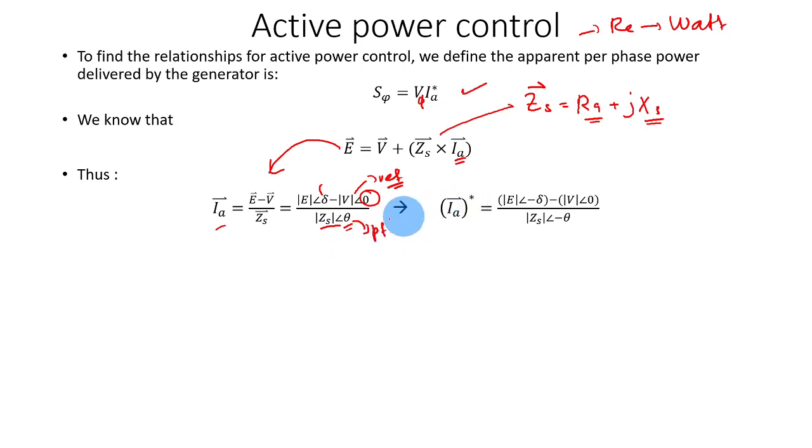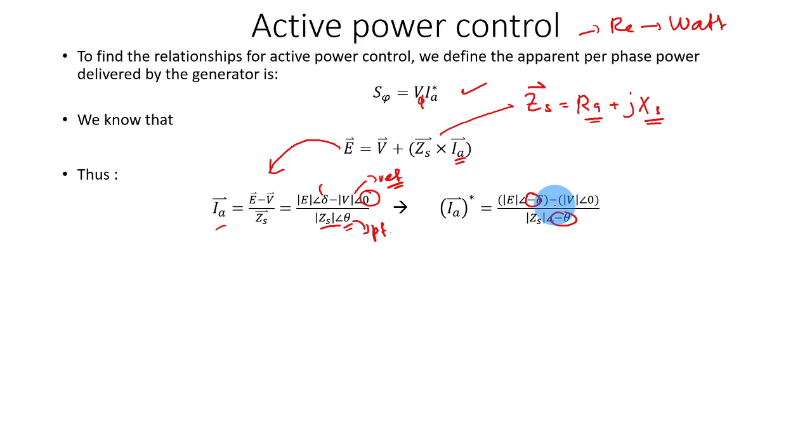If you take the conjugate of the armature current, what the conjugate does is reverse the polarity of the angle. Previously you had a positive angle for the generator voltage, and if you conjugate it, it becomes negative. For the phase voltage it doesn't matter because the angle is still 0. The power factor angle for the synchronous impedance becomes negative theta.